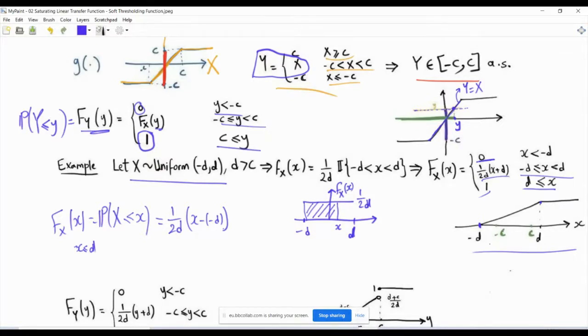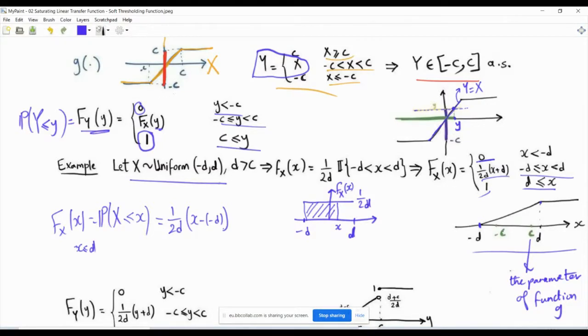Let's assume for the purpose of this example that c, the parameter of function g, is strictly less than d. And so minus c and c are like this. Again, the function is parameterized by the parameter c. Between minus c and c, y is equal to x. If x is above c, y is c. If x is below minus c, y is minus c.